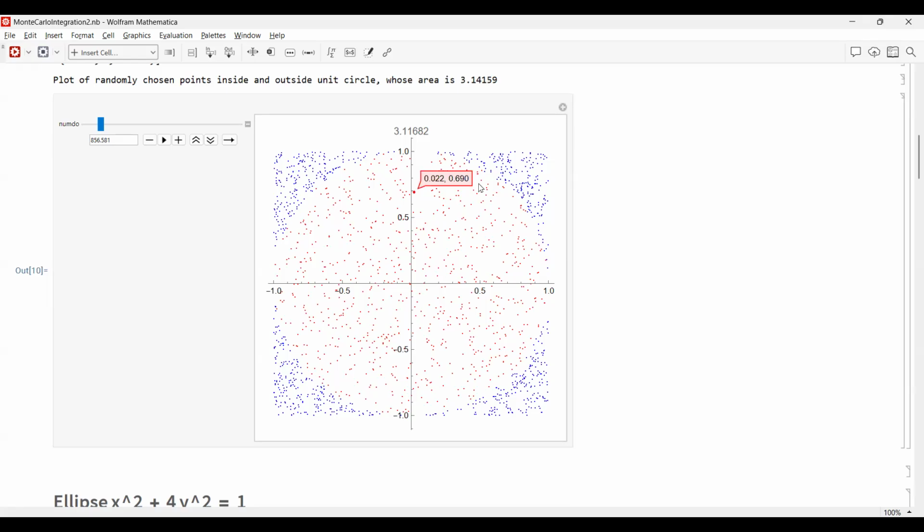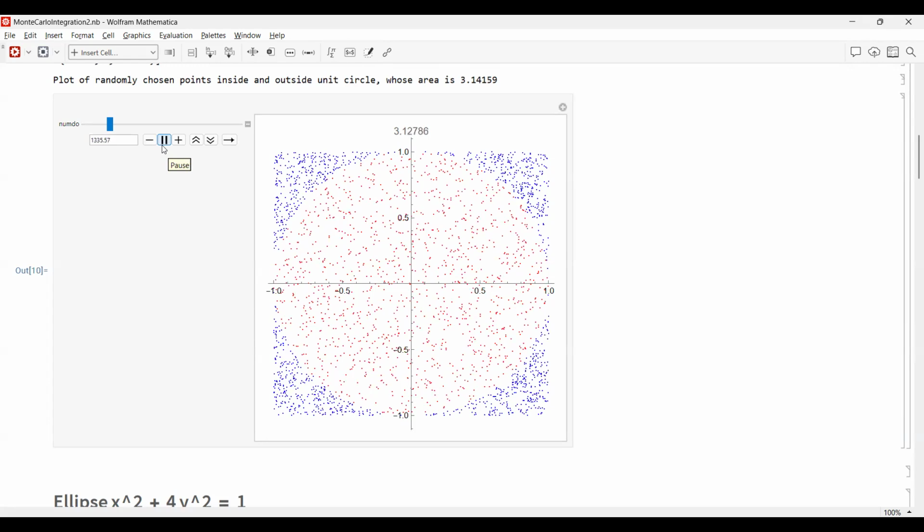Circle of what radius? 1. And it's estimating the area as 3.11. And we've done 856 points. So really, on the order of 1,000 points, we're already seeing something pretty close to pi. And so I can let it run a little bit longer, throwing more and more points.